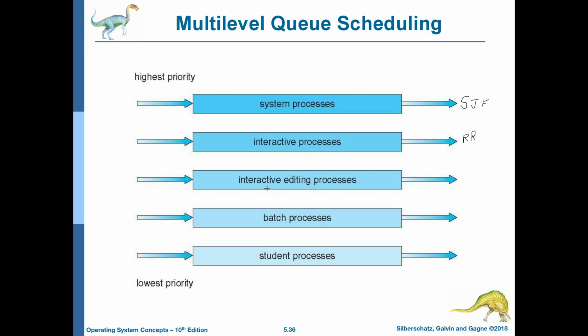The next level, you might have interactive editing processes where you don't need the same kind of responsiveness. Maybe these have I/O wait times that are enormous because you, as a stupid lumbering user, take a long time to press a key. This may also be a round robin type of affair. So we can have the same type of scheduling, but these interactive jobs get to happen before interactive editing jobs. Batch processes. Batch processes could be a first in, first out.